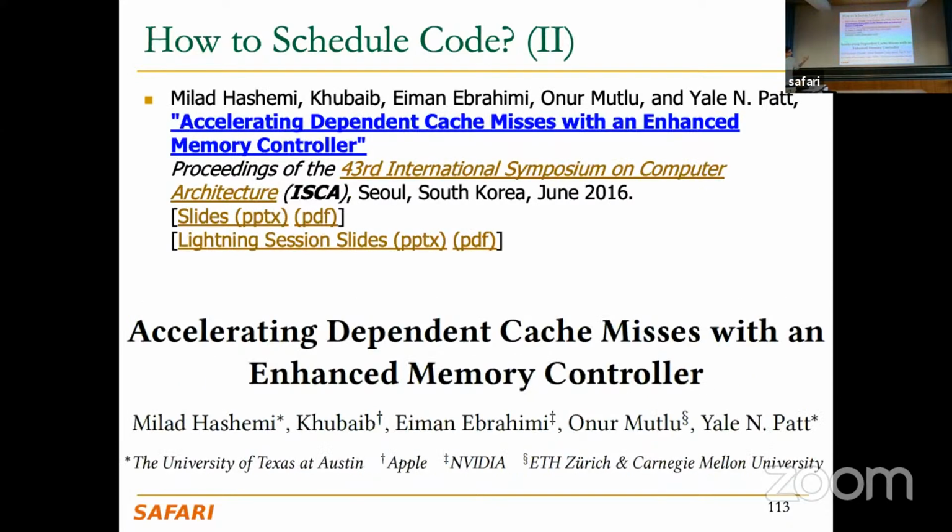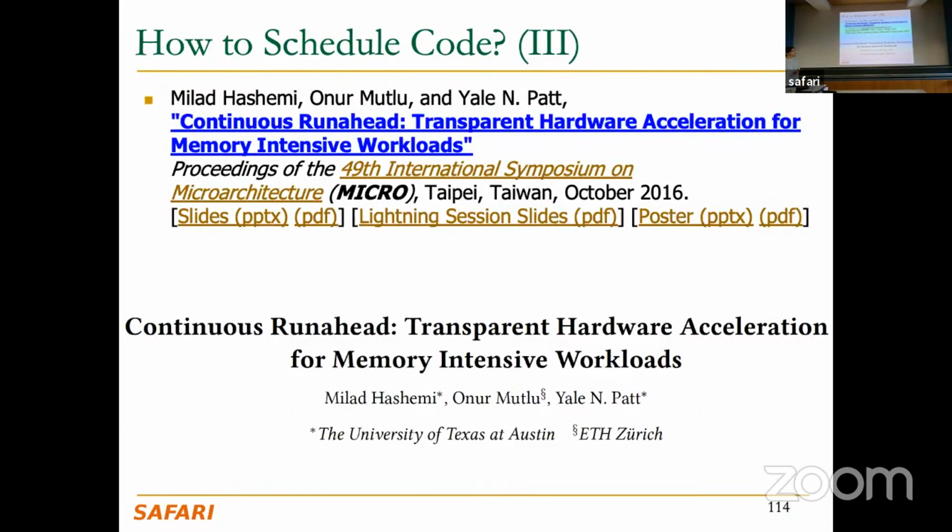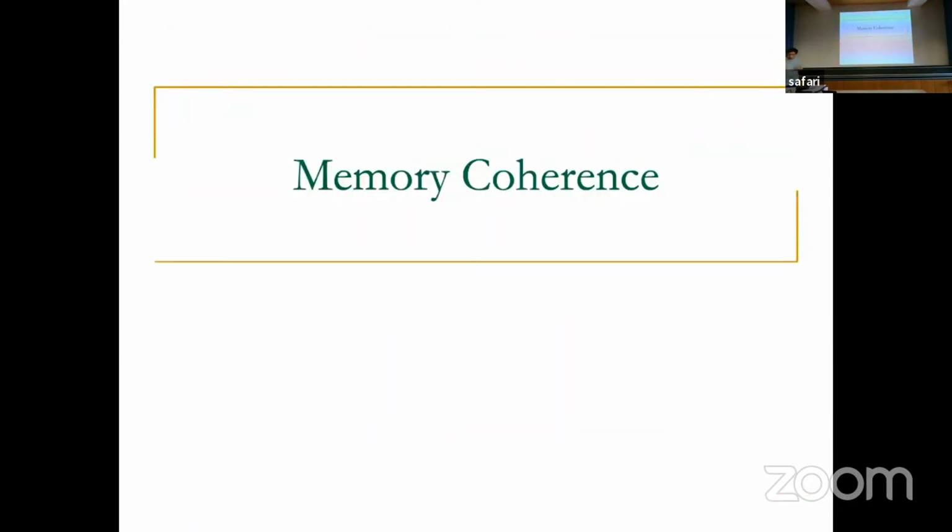Okay, also taking care of how to schedule this work: accelerate independent cache misses with an enhanced memory controller, or the other one, continuous runahead, that also does processing near the memory controller. So these are some of the things that we have to deal with in order to enable efficient data-centric systems that properly leverage processing-in-memory capabilities.